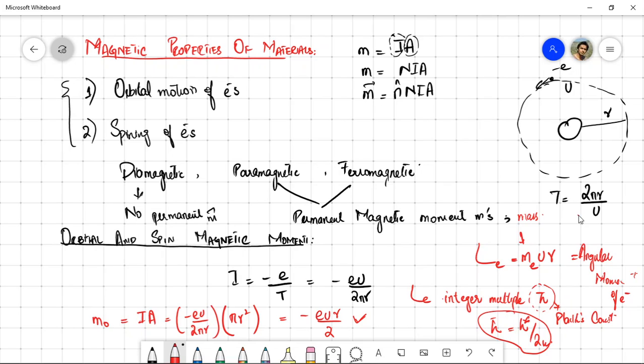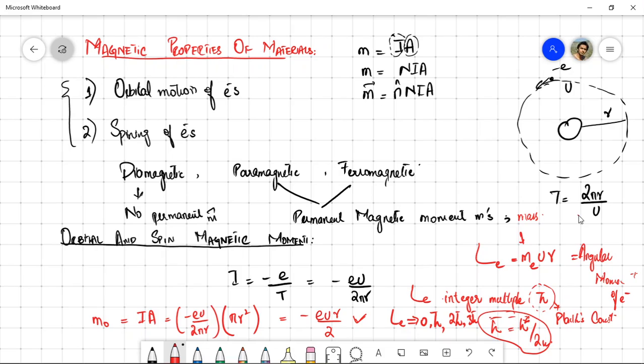So he's simplifying it further. He's saying that as LE can only be an integer multiple of this thing, LE should be either 0, or h-bar, or 2h-bar, or 3h-bar, and so on and so forth. So what will be the minimum value of MO for a single electron?